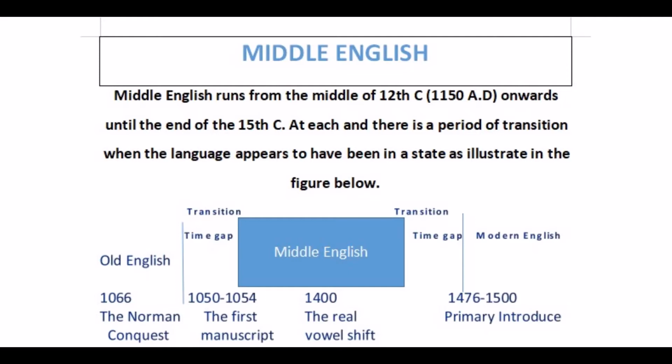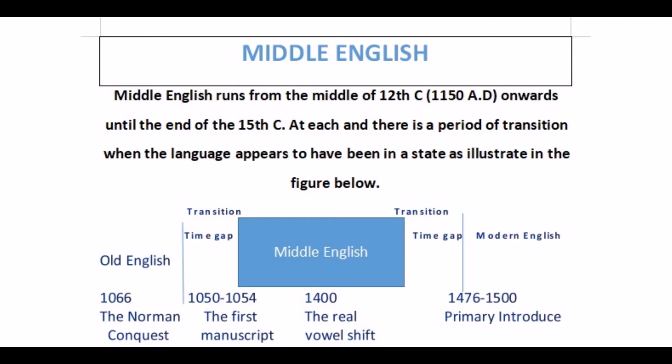In today's video, we are going to discuss Middle English. Middle English runs from the middle of the 12th century, that means 1150 AD onwards, until the end of the 15th century. The Middle English period lasted three centuries, and there is a period of transition when the language appears to have been in a state as illustrated in the figure below.